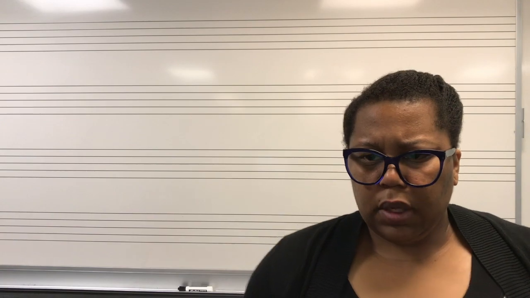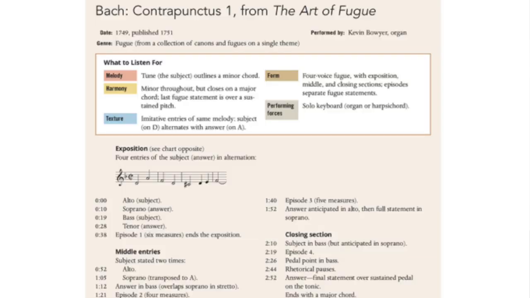And here we have the breakdown for Contrapunctus 1. As you can see, the tune here outlines the minor chord, the D: D, A, F, D, C sharp, D, E, F, D, F, A. That's the D minor chord, and so we hear that throughout. And then at the last chord at the end, to finally show that we're done, we're in that major chord. And for the texture, we have imitative entries of the same melody. So whether you start on D or A, it's the same melody line, just starting on a different pitch.